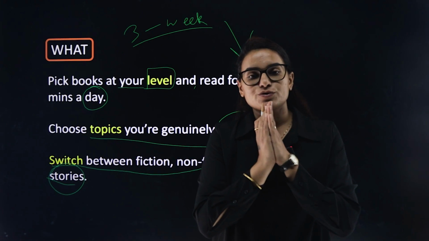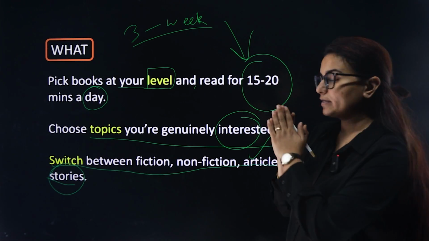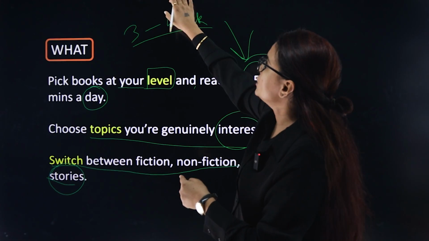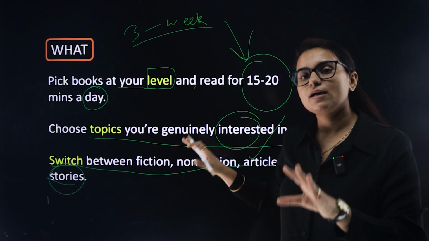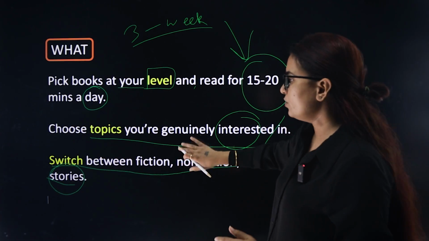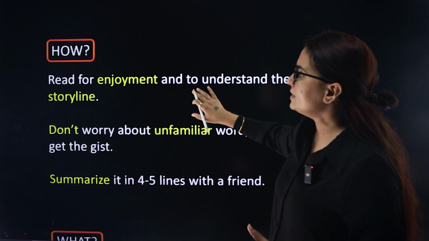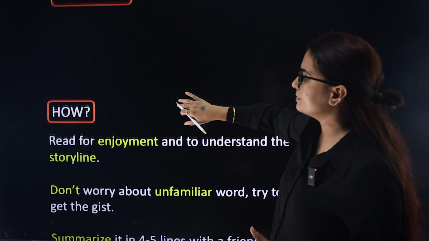Where will you find short stories? Where will you find articles? I'm going to show you in the coming slides. Now, once we are clear what the basic parameters one should follow are, let's talk about what kinds of books you could read if you are reading for hobby.